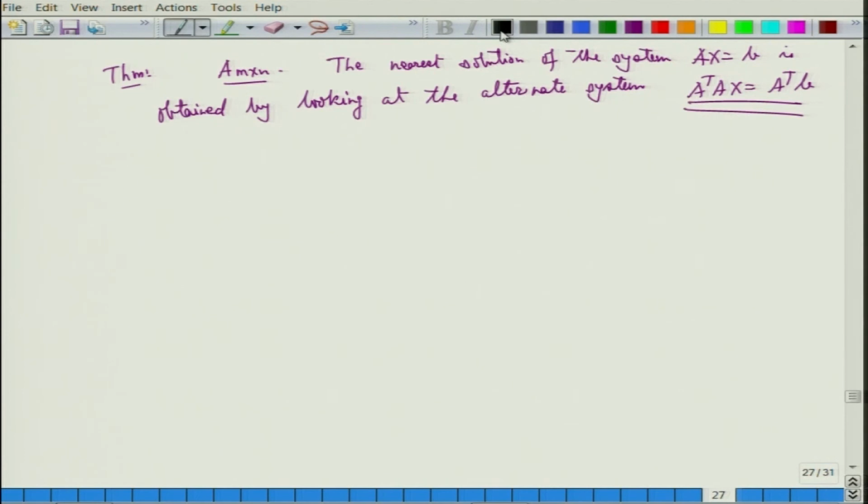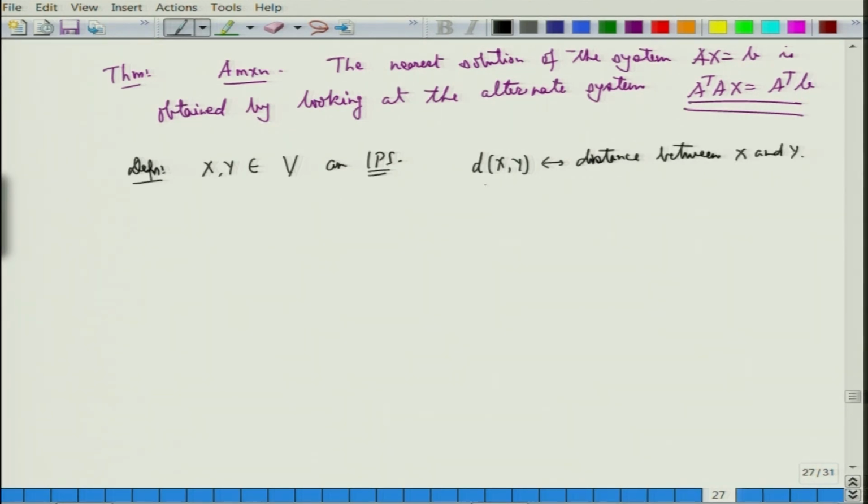To do that, I will start with the following definition. All right. So given two vectors x and y belonging to any vector space V, an inner product space, I can talk of the distance between x and y. So this is the distance between x and y, defined to be equal to the length of x minus y, all right.